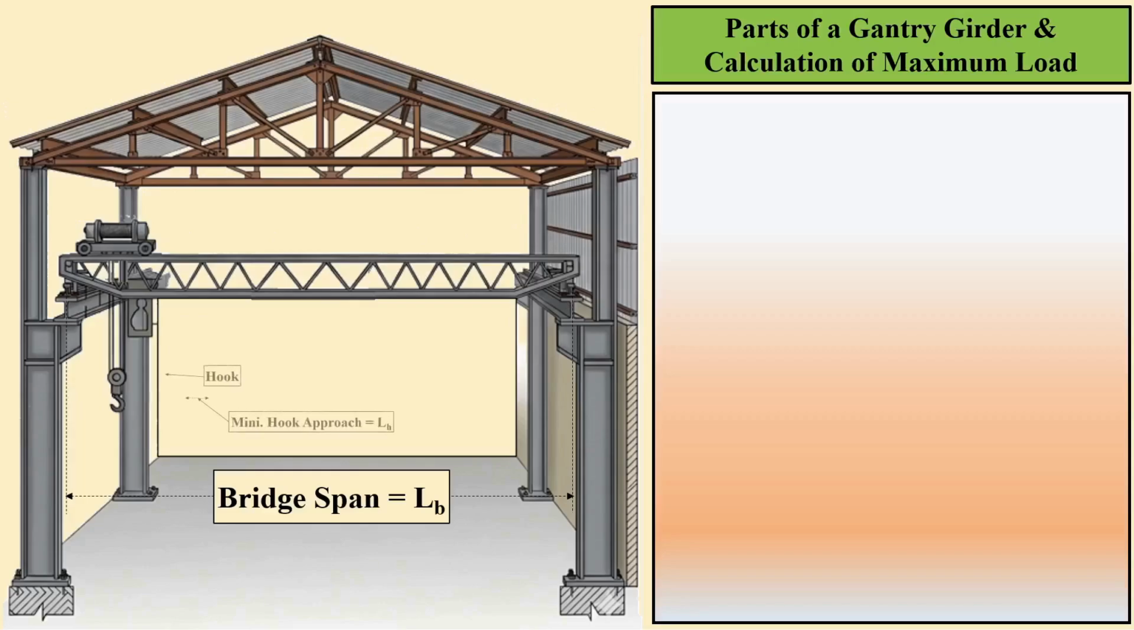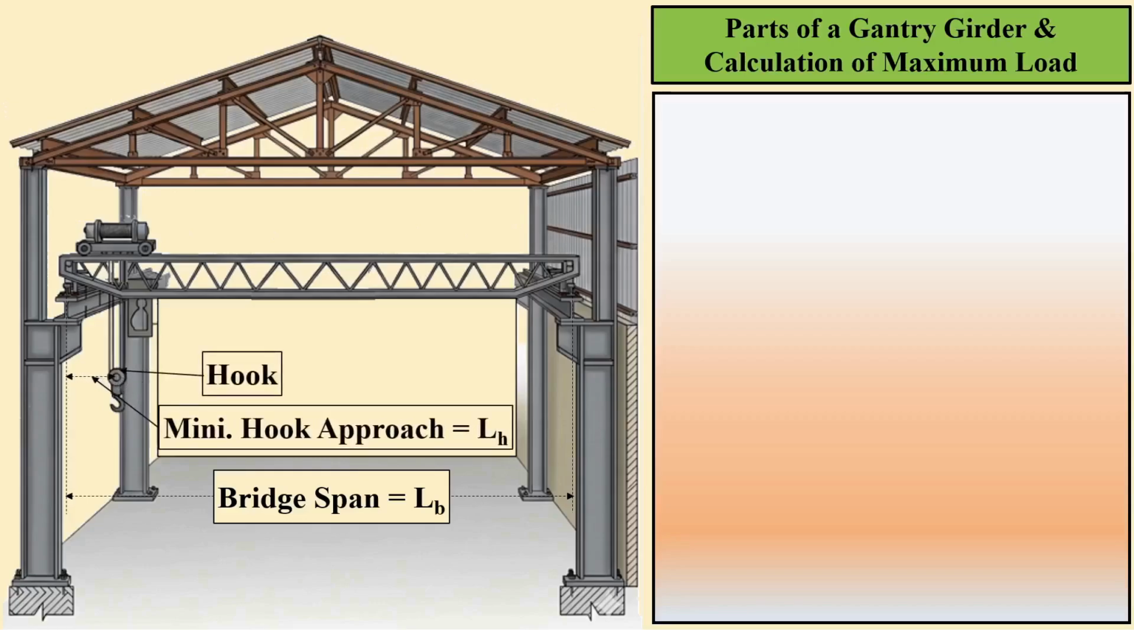The distance from the center line of the gantry girder to the center of the hook is known as the minimum hook approach. Here, I have denoted this distance as LH. This length basically depends on the lifting capacity of the crane. Now, let's shift our focus to calculating the maximum load on the wheels. These loads will ultimately be transferred to our gantry girder.